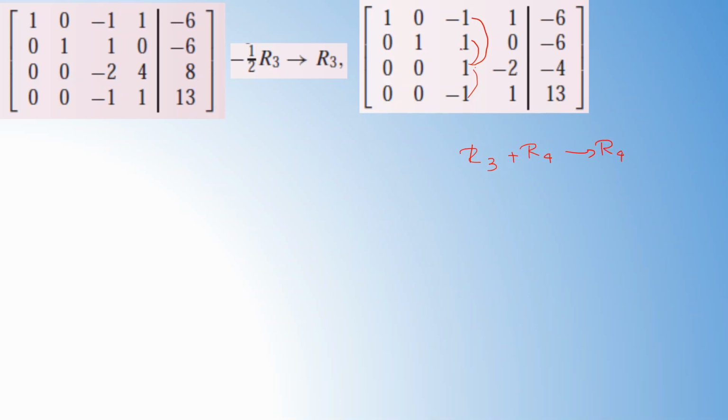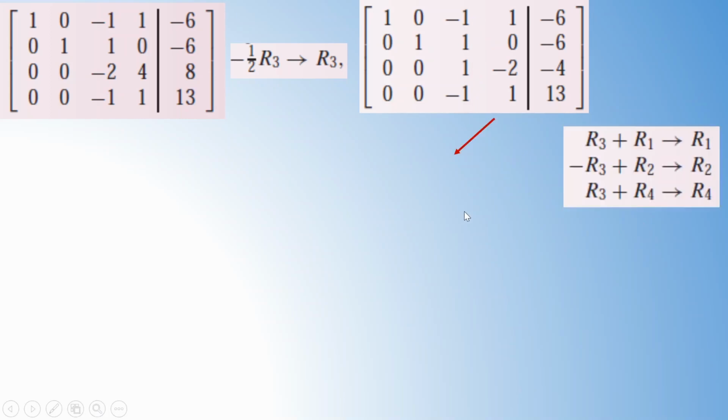To make this one into 0, you multiply the third row by minus 1 and add it to the second row, so you get the new R2. And to make this one into 0, you use the third row and directly add it to the first row, then you get the new R1. So we can write it very formally like this.